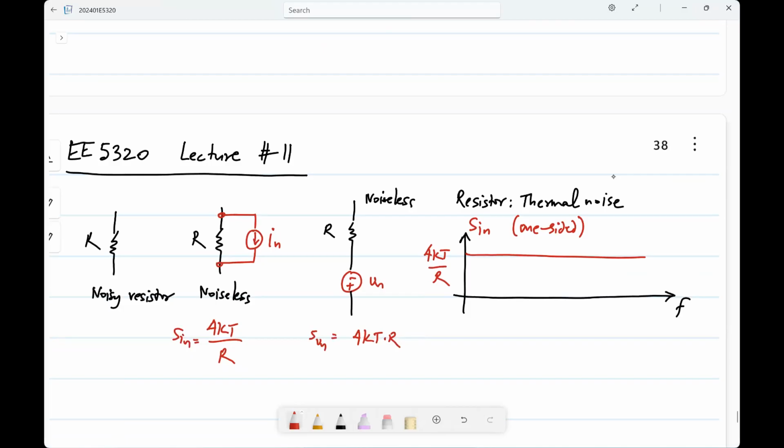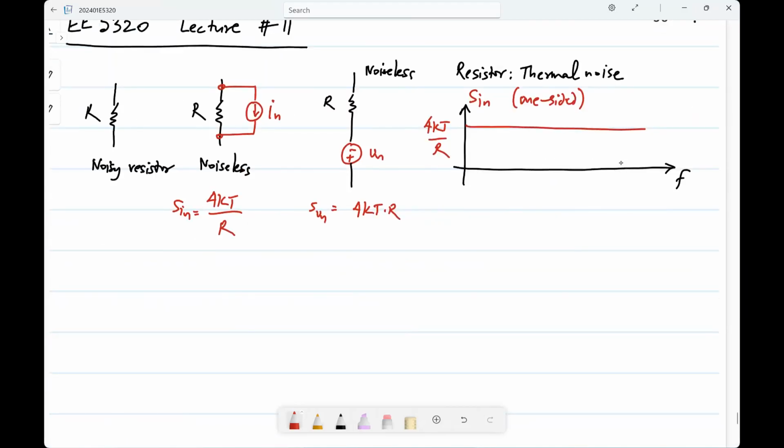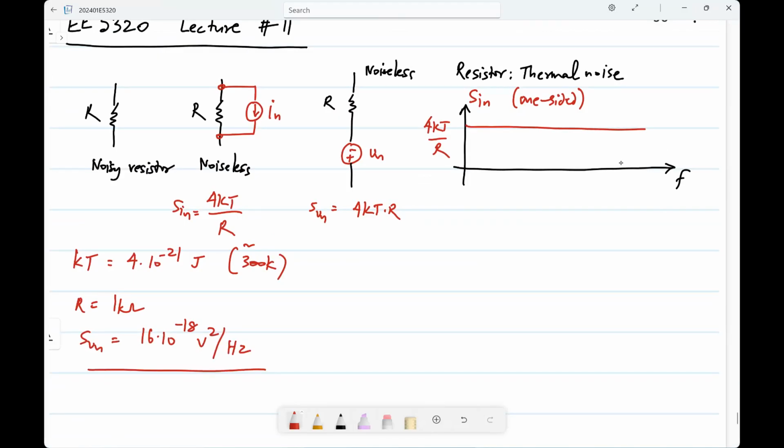Okay, and just to get a feel for the numbers, kT is 4 times 10 to the minus 21 joules. Okay, and this is of course at 300 kelvins approximately. Then for a 1 kilo ohm resistor, okay, SVn would be 16 times 10 to the minus 18 volt square per hertz.